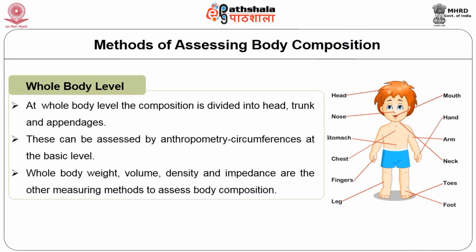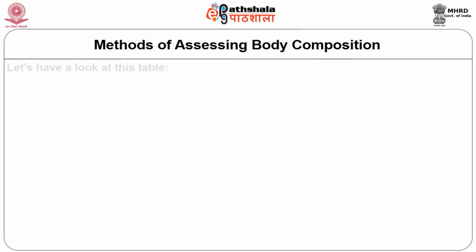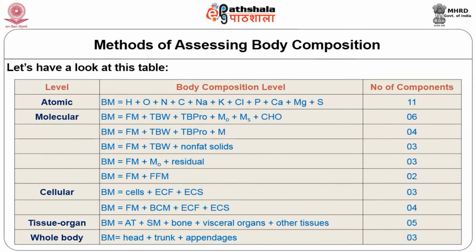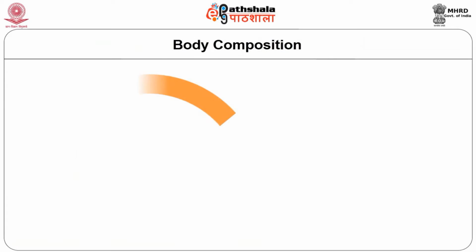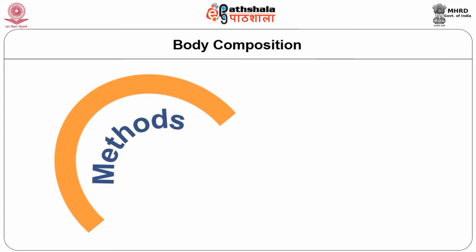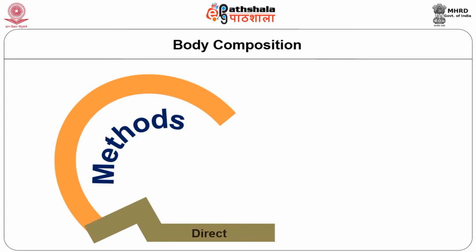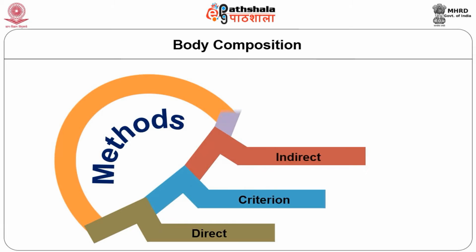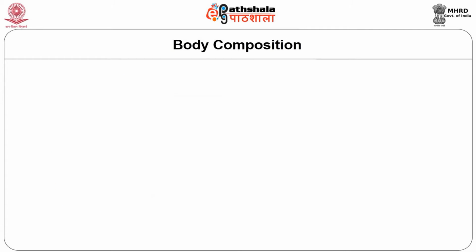Whole body weight, volume, density and impedance can be assessed in body composition. Now let us look at this table. This table gives a complete elaboration of the body mass, the components and the constituents. To assess the body composition, there are three different methods: direct, criterion and indirect methods, all having their own advantages and disadvantages. In this module, we will be discussing only the direct methods. Let us start one by one.